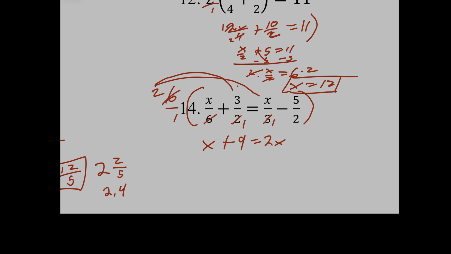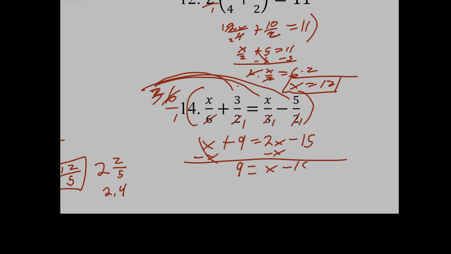How about the last one? 2 goes into 2 once. 2 goes into 6 3 times. 3 times 5 is going to be a 15. And that becomes a problem I'm going to solve. I'm going to move the x this way because I'm going to keep my variables positive. I'm going to get 9 equals, what is 2x minus 1x? Just x. Minus 15. Now I'm going to add 15 to both sides. Boom, they die. And I'm going to get 24. 24 equals x. And that is my final answer.